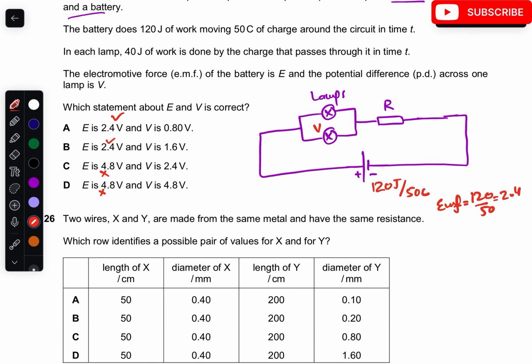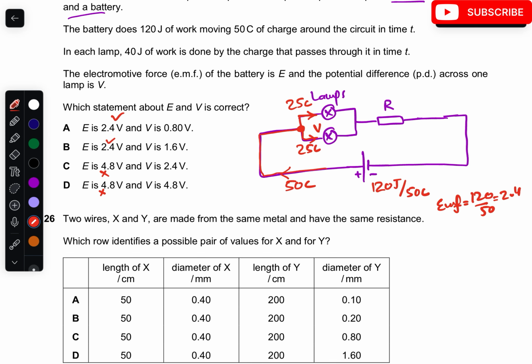And V is 0.8. Potential difference will be 0.8. How can we check it? Basically, 50 coulombs of charge is moving through it. When the 50 coulombs reach this point, the charges have two choices: they can move from here or from here. As both lamps are identical, 25 coulombs will move through each.